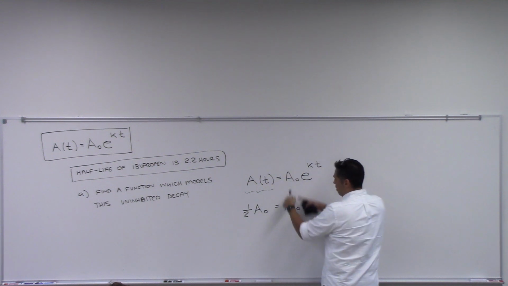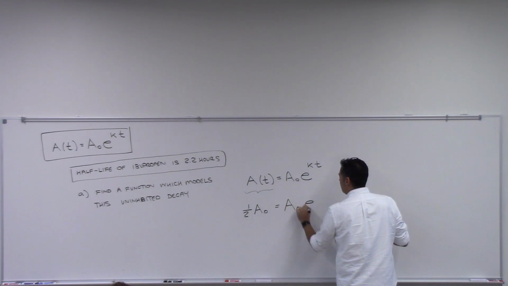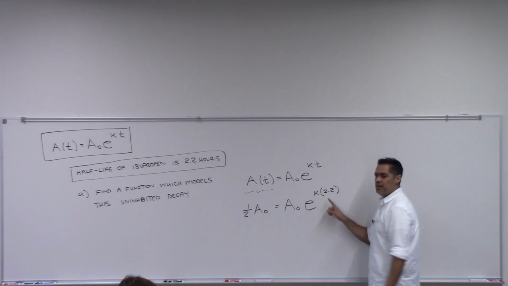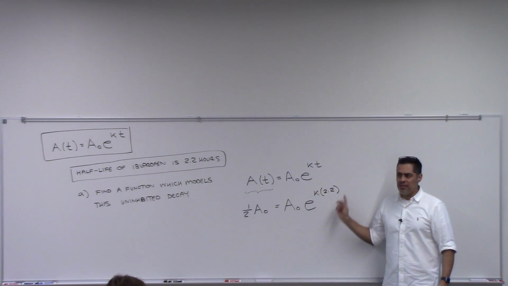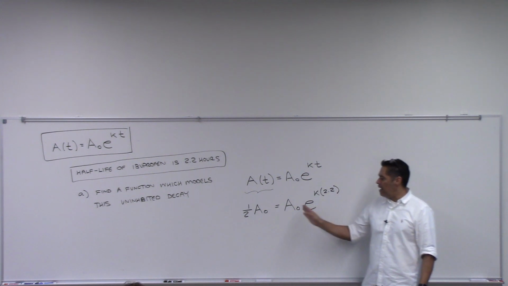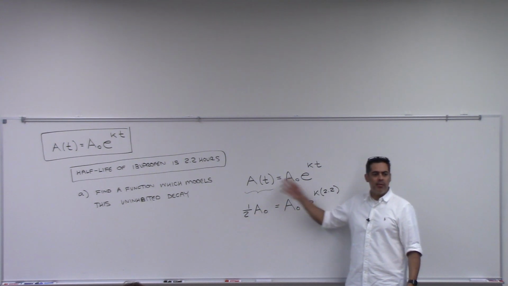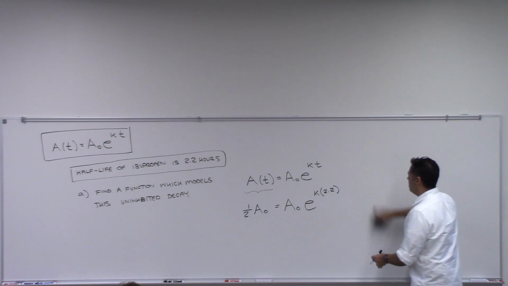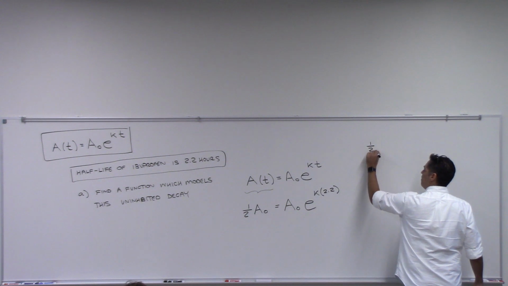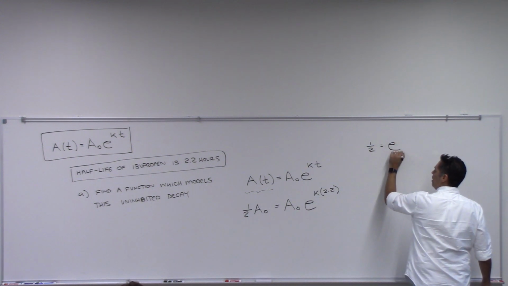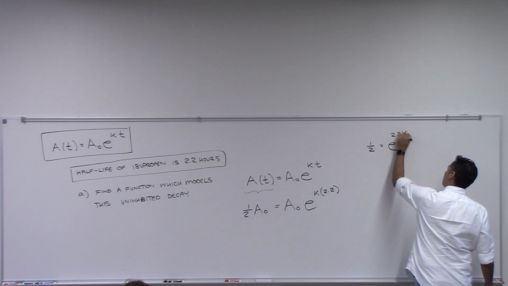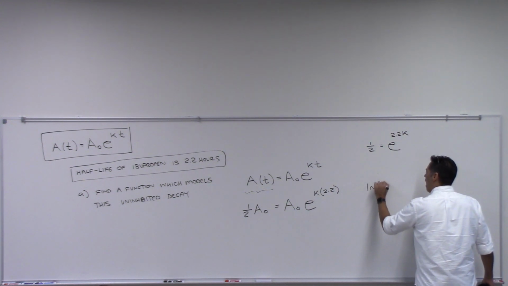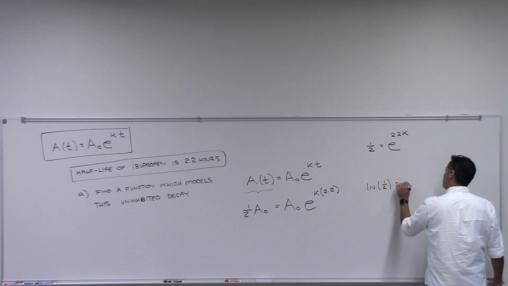If this is what I started with, half of that happens when t is 2.2. And then we're going to play that same game we've been playing where we divide both sides by a naught, and then we can bring in the log and do all that again. So let's do that. Divide both sides by a naught. We get 1/2 equals e to the, I'm going to write 2.2k instead of k times 2.2. And then this becomes natural log of 1/2 equals 2.2k.